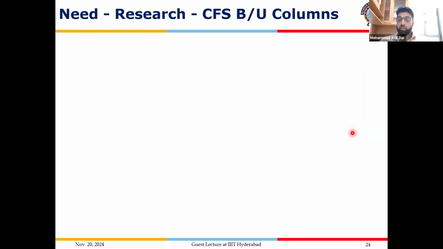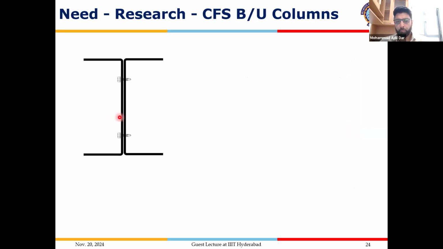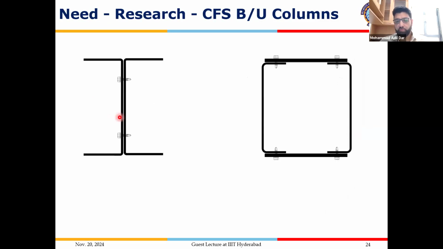So, what is the need for research to be carried out in cold form steel built-up columns? If we look at this particular cross section, this is an open section, but from structural mechanics, we know if we space apart these two channels transversely by means of certain lateral connectors, we get a closed section that exhibits better structural performance than an open section comprising the same channels.